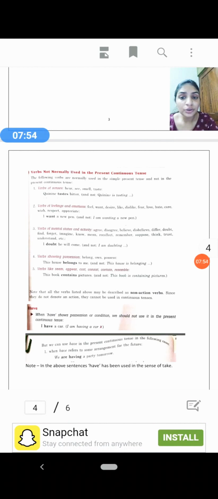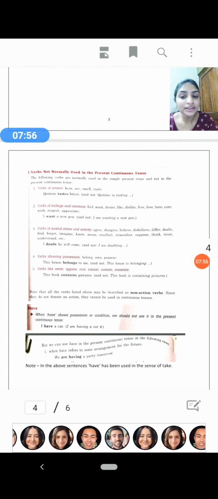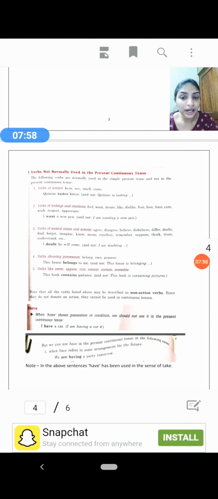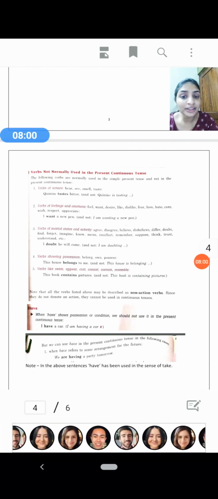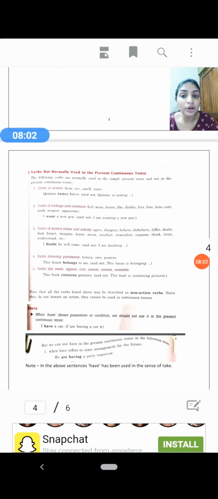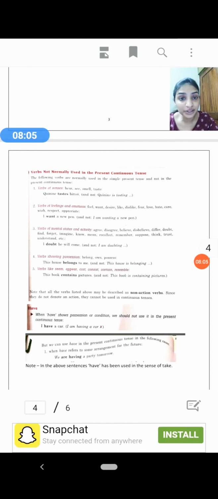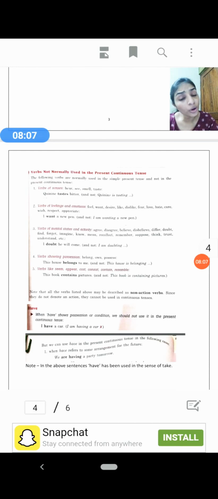of senses: hear, see, smell. Okay, so they are saying quinine tastes bitter and not quinine is tasting bitter, because you are saying that quinine tastes bitter. So you are saying that they always taste bitter. It's not that they are tasting bitter right now, they always taste bitter.